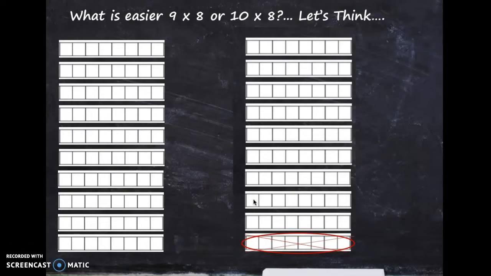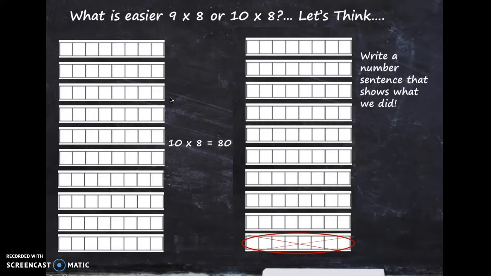We can use the commutative property to know that 8 times 9 is also the same thing as 9 times 8. So when we think about multiplying, what do we think is easier to solve? 9 times 8 or 10 times 8? I might use 10 times 8 because I already know that 10 times 8 equals 80.